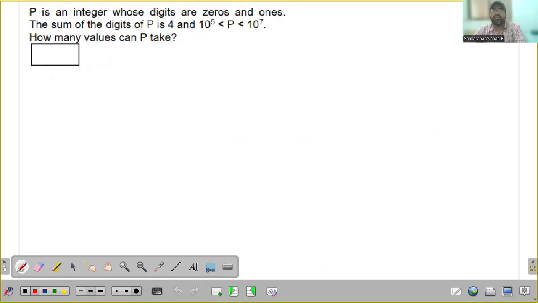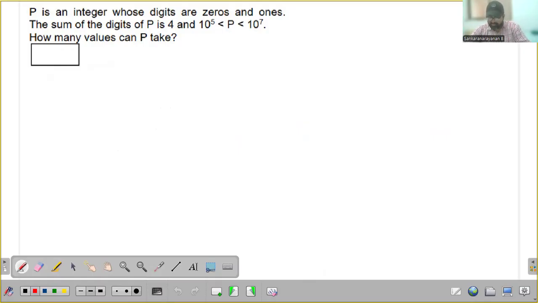P is an integer whose digits are zeros and ones. The sum of the digits of P is given to be 4. The range is given as 10 power 5 less than P less than 10 power 7. How many values can this P take?